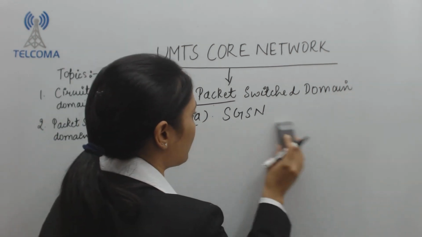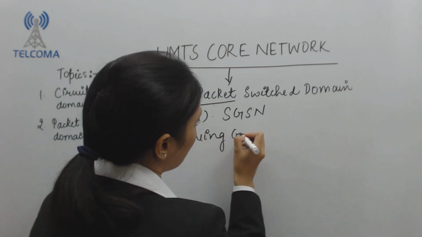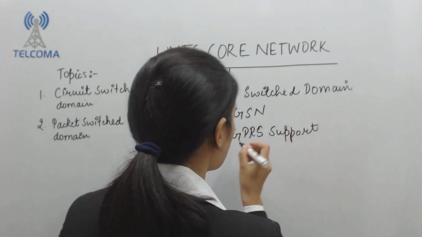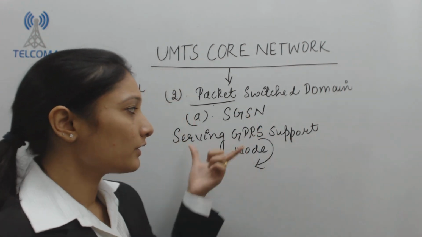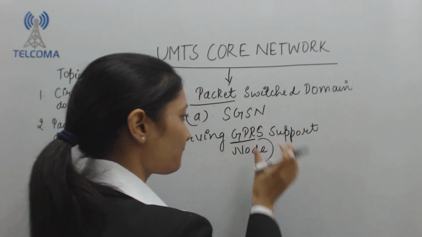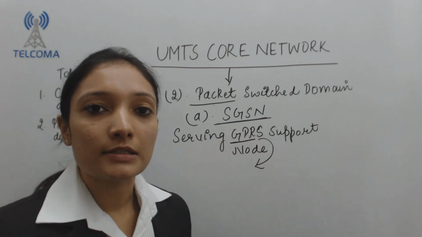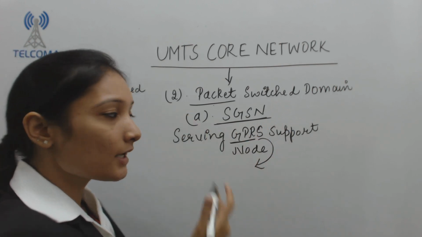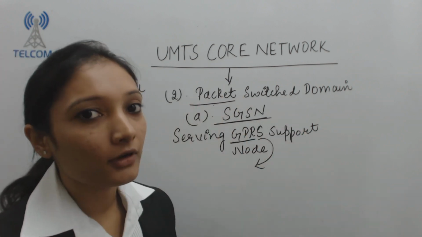SGSN refers to Serving GPRS Support Node. Now here the term GPRS is used. We know that GPRS refers to General Packet Radio Service. So that means this SGSN was evolved whenever GPRS came into existence. But the usage of this node has been carried to the UMTS network. So that means there has been the evolution of 2G to 3G in the sense of network also.